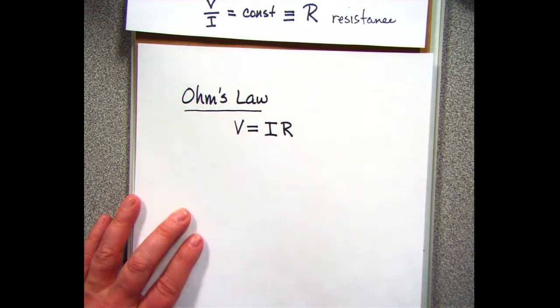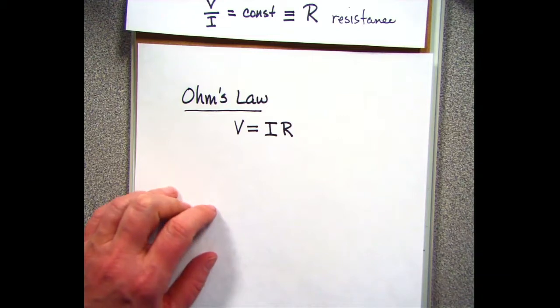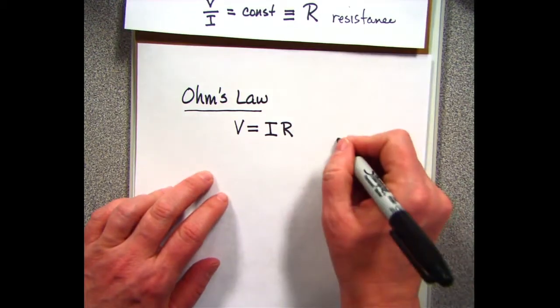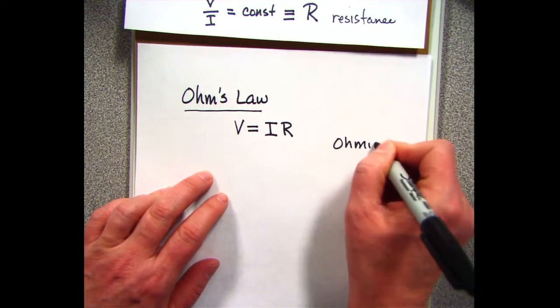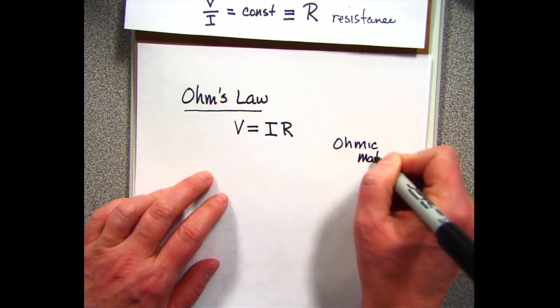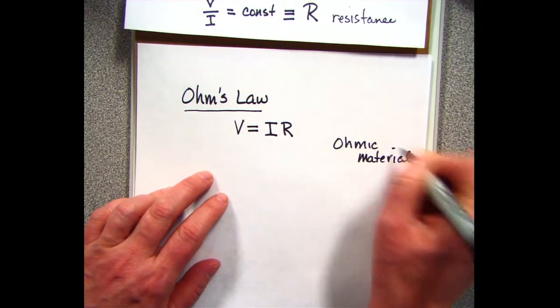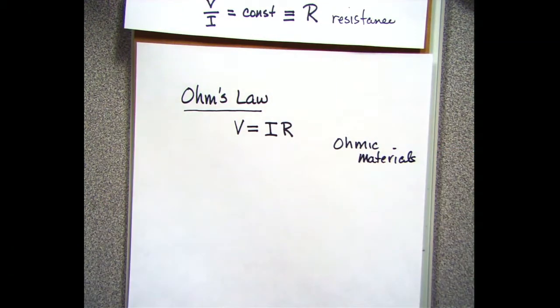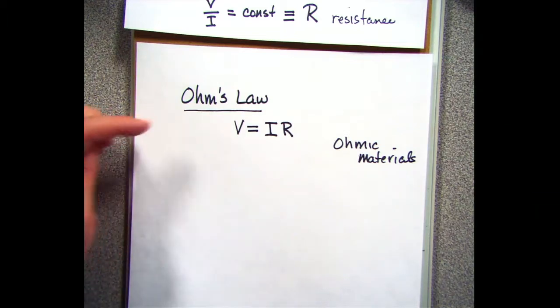A lot of them do, and a lot of them do over certain regions. So ohmic materials are things like copper and silver and gold and nickel and iron, they're all ohmic materials. But when we start dealing with semiconductors and polymers and a lot of other things, they're not necessarily ohmic materials. So this only applies to ohmic materials.